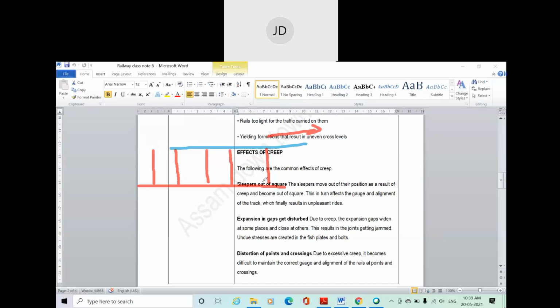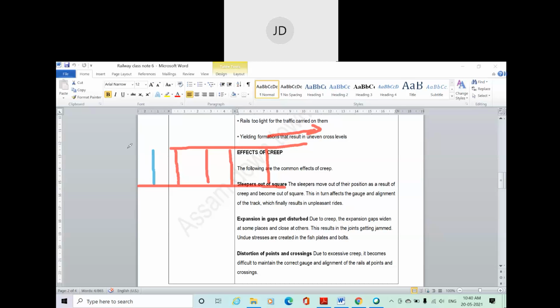Now, because of that, what will happen? This slipper, I'm talking about this slipper only, becomes out of the picture. Okay, it becomes useless now. So this slipper, you can say it is out of the square. The slipper moves out of its position as a result of the creep and becomes out of the square. This in turn affects the gauge and alignment of the track, which finally results in an unpleasant ride.